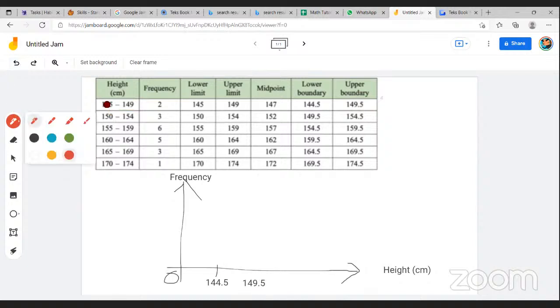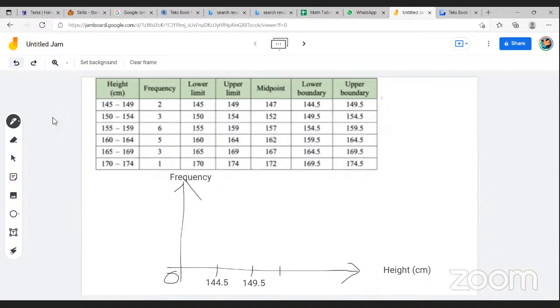Your lower boundary would be minus 0.5, because for the upper one you plus 0.5, and on the other hand, this will be minus 0.5. So you'll get 144.5. In this case, it'll look something like this, and then you'll keep on doing this. As for scale, I think you guys can try to figure it out on your own. Basically, try to find something that matches the measurements of the graph paper and make sure it's suitable.